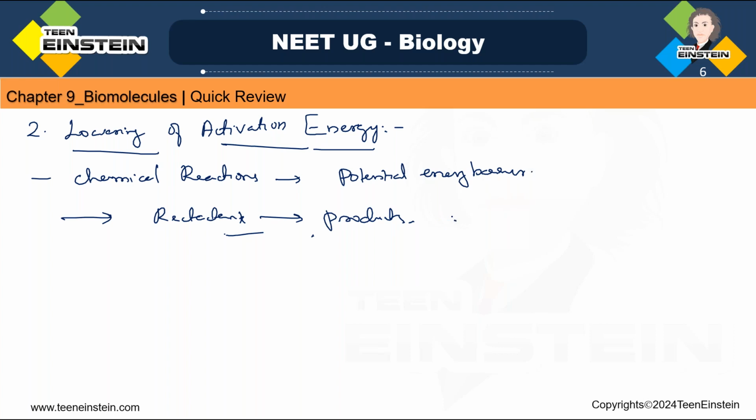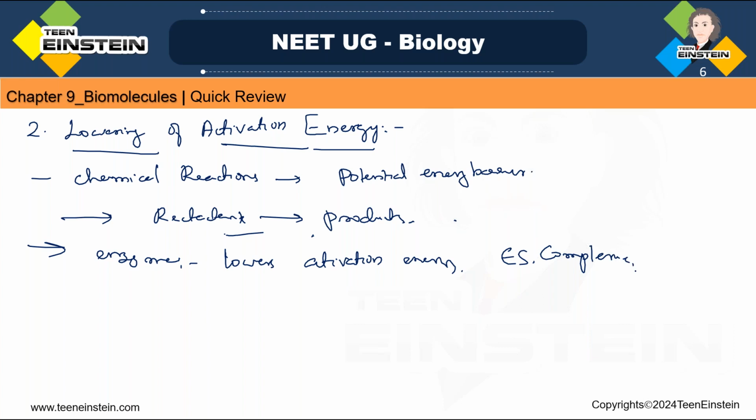So here, what does an enzyme do in a chemical reaction? How does it work? It lowers the activation energy when forming the enzyme substrate complex. When it is forming the enzyme substrate complex, it reduces the activation energy. So afterwards, the energy level of the substrate gets raised and it reacts faster.